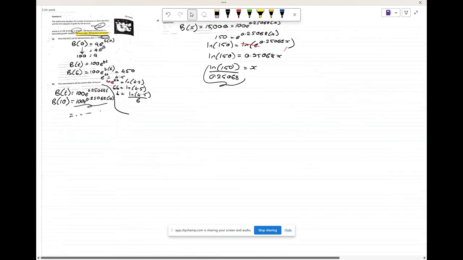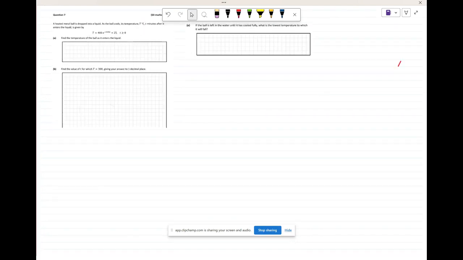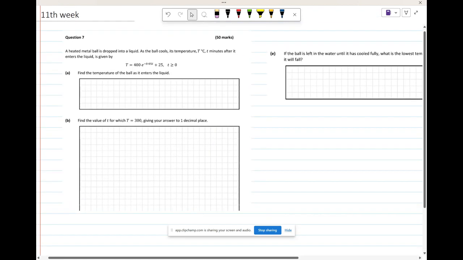Okay, so that's the whole question done. Very typical question you can get. And I think our very last question is very similar. So let's jump straight into that. Okay, and so our very last question is another similar question. It's to do with a function with an exponential in it, and we're going to have to use logs.